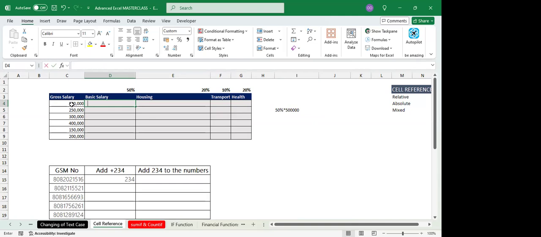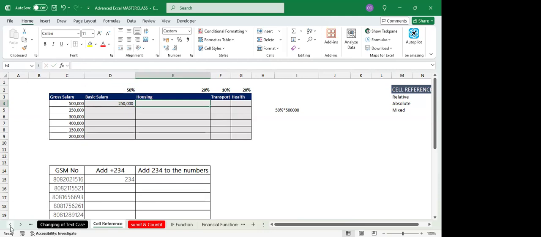So I will say equals to, depending on how I want to start, equals to 50% of 500,000. Do you understand? 50% is the D2. Can you see when I selected it, I have D2. Times 500,000 is the C4. So if I say enter, it should give me my 350,000. You can see that it is correct.